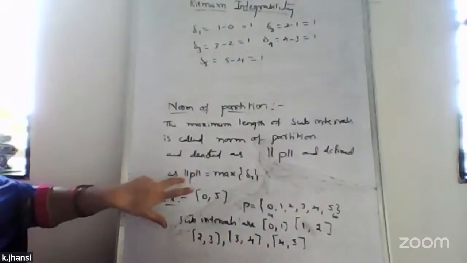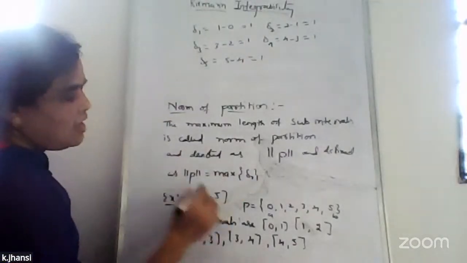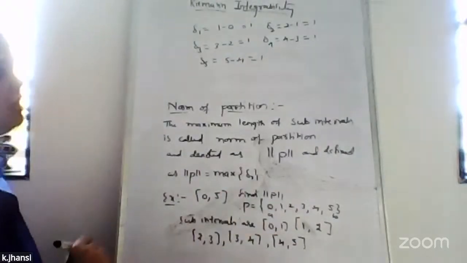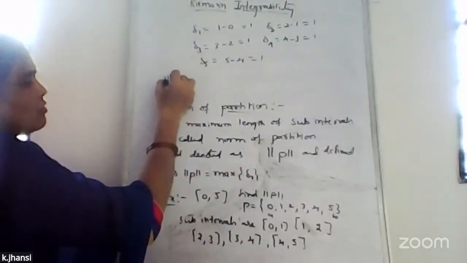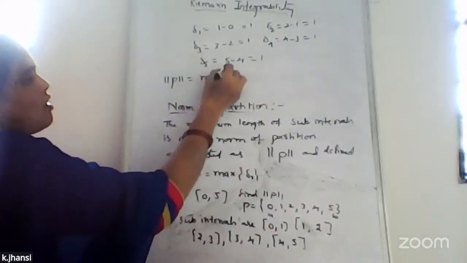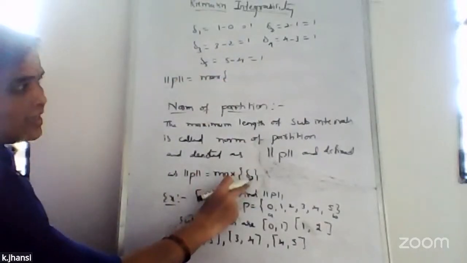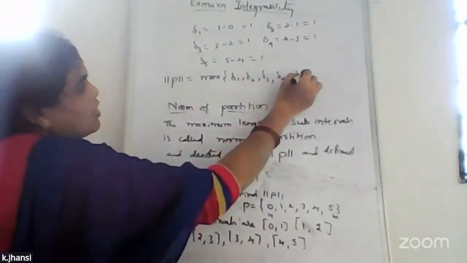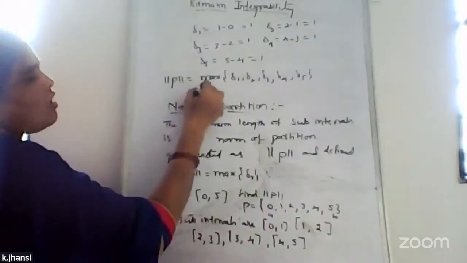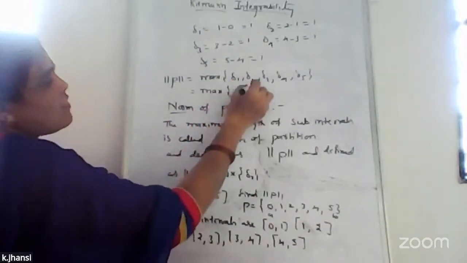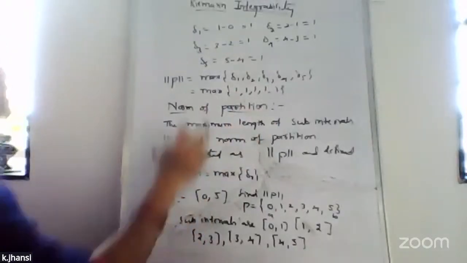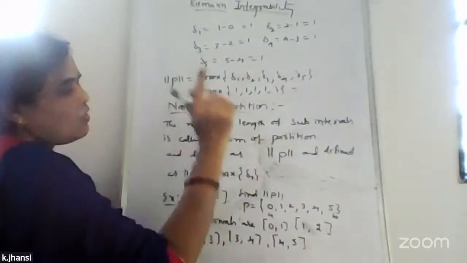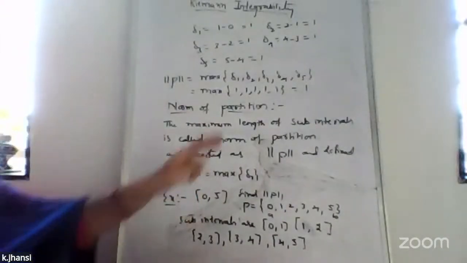So what is the norm of P? If we are asked to find the norm of P here, this is the closed interval. The norm of P is equal to the maximum of the delta R, that means the lengths of the subintervals: delta 1, delta 2, delta 3, delta 4, delta 5. It is the maximum of 1, 1, 1, 1, 1. We got all these values as 1. So the maximum of all these is only 1. So the norm of that partition P is 1 here.